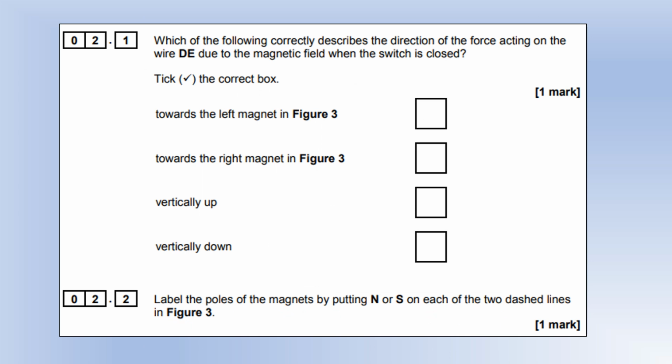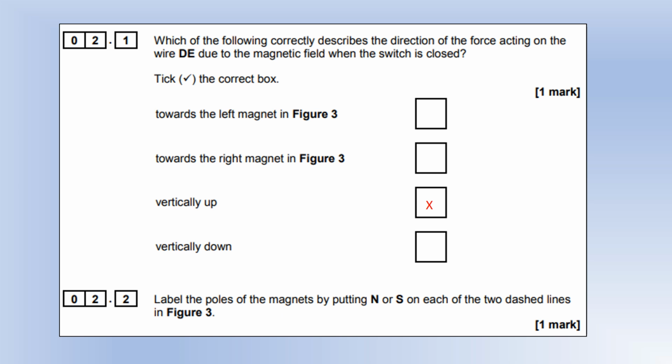Which of the following correctly describes the direction of the force acting on the wire due to the magnetic field when the switch is closed? So if the balance records a positive force, that means the yoke experienced a force downwards from the wire, which means the wire experienced a force upwards from the yoke. So essentially just using Newton's third law. So if the wire experiences a force upwards, the yoke experiences a force downwards, which is why we get a positive reading on the scale.